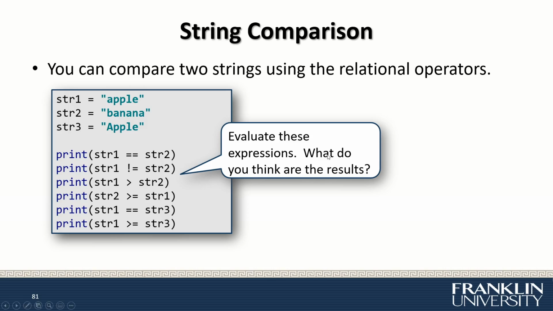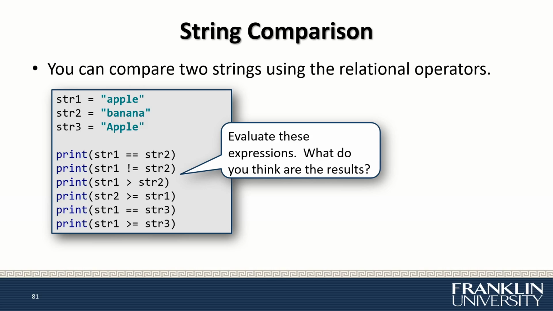String 1 is apple, all lowercase. String 2 is banana, all lowercase. String 3 is apple with an uppercase A. Is string 1 equal to string 2? String 1 not equal to string 2? True or false? String 1 greater than string 2? Does apple go before banana alphabetically, or after? Which one goes before, which one goes after?